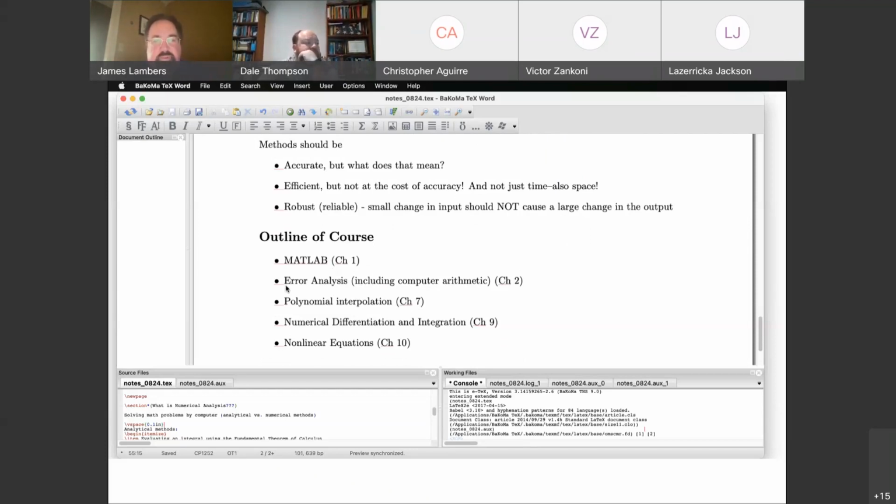Next, we get into general principles of error analysis. What are the different types of error? How is error measured? What does it mean for a problem to be well-conditioned or ill-conditioned? What does it mean for an algorithm to be stable or unstable? And then, one of the more interesting parts of error comes from computer arithmetic.